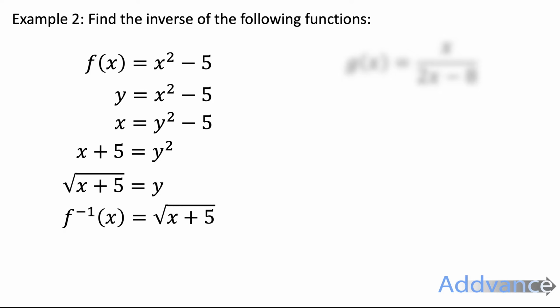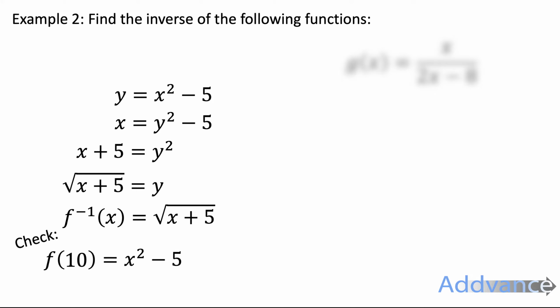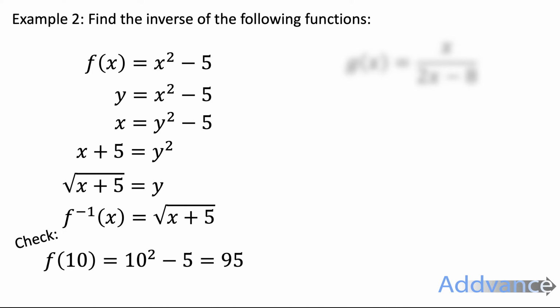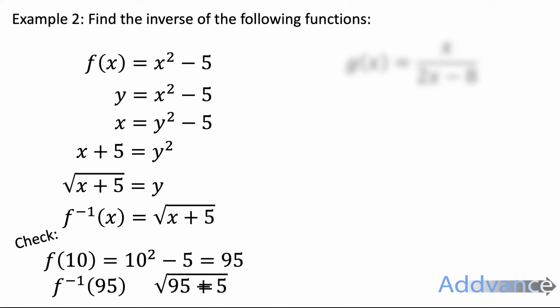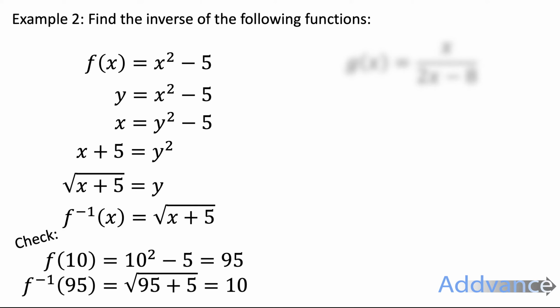Very quickly, I can just check that it is the inverse function by putting a random number in. This time I put 10 in. So f of 10 is 10 squared minus 5, which is 100 minus 5, which is 95. If I put 95 into the inverse, I should get 10 out. So 95 plus 5 is 100, and the square root of 100 is 10. Yes, it does work. It is the inverse of that function.